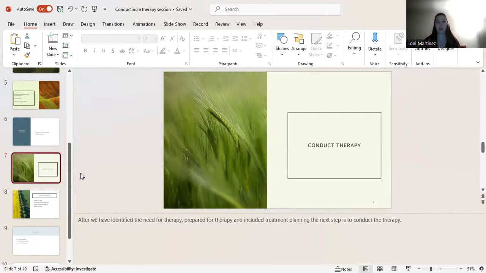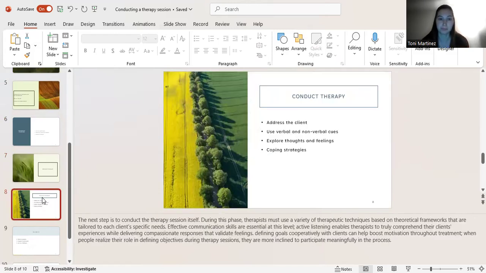So now we've identified the need for therapy, we've prepared for therapy, and now we're going to conduct therapy. The next step is to conduct the therapy session itself. During this phase, therapists must use a variety of therapeutic techniques based on any theoretical framework that are tailored to each client's specific needs. That includes effective communication skills, and these are really essential at this level.